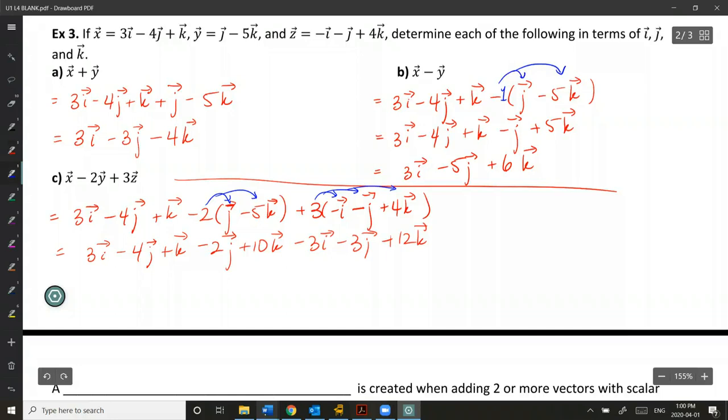Okay, and then you're just going to gather up your common vectors here. So 3i minus 3i is actually going to result in 0 vector. So we should just be left with j's and k's after this. So we've got negative 9 j's, or times vector j, I should say. And we have 23 times vector k.